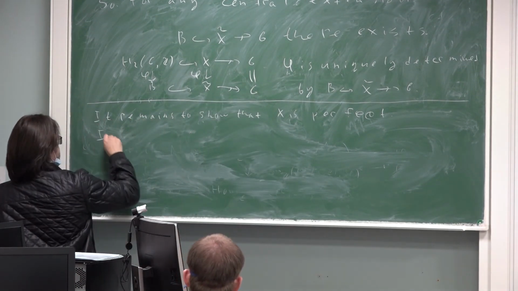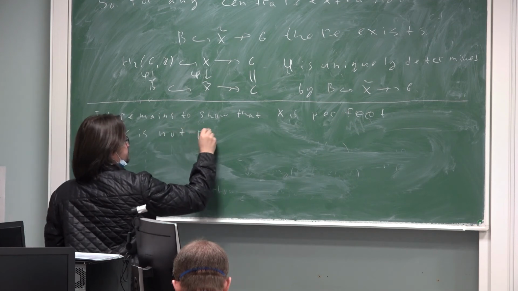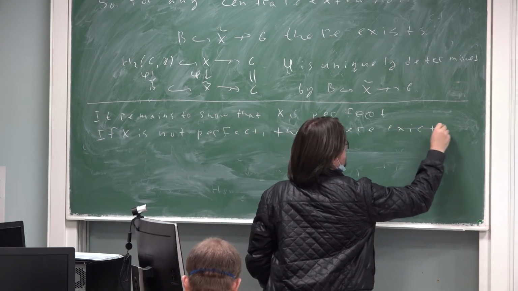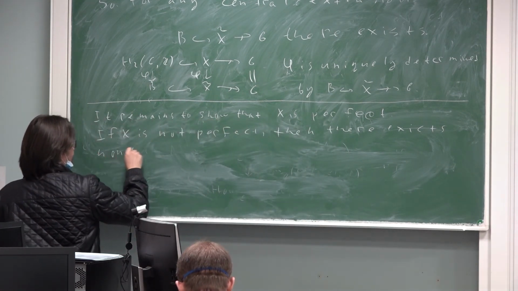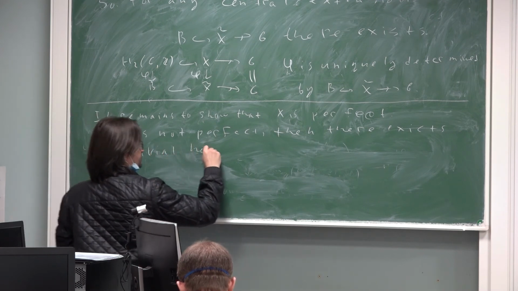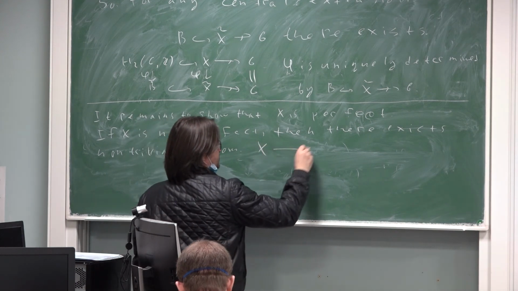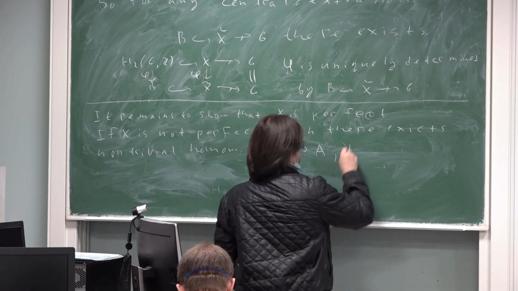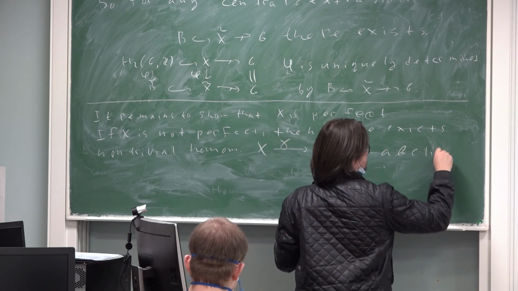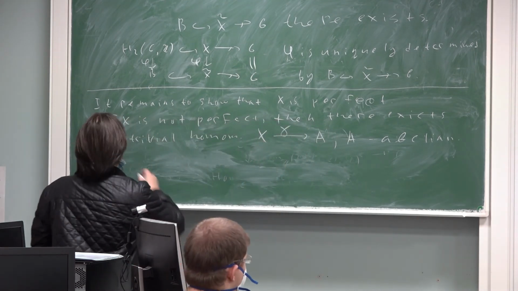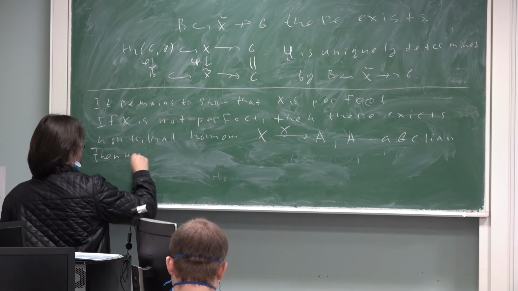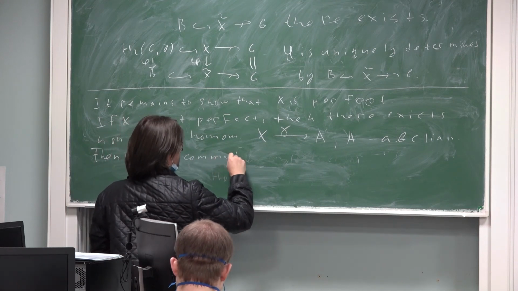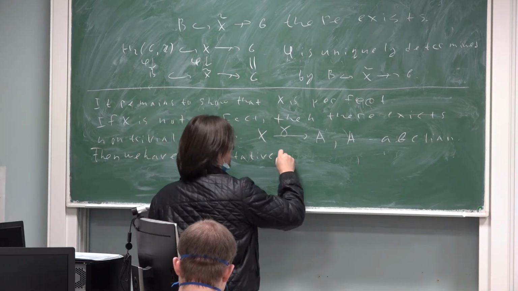But if X is not perfect, then there exists a non-trivial homomorphism from X to A that is denoted by gamma, A abelian. Then we have commutative diagrams.